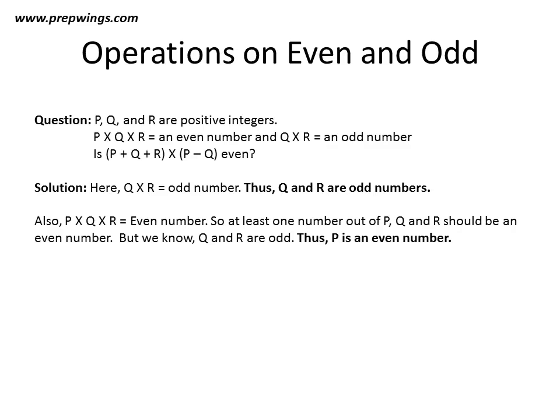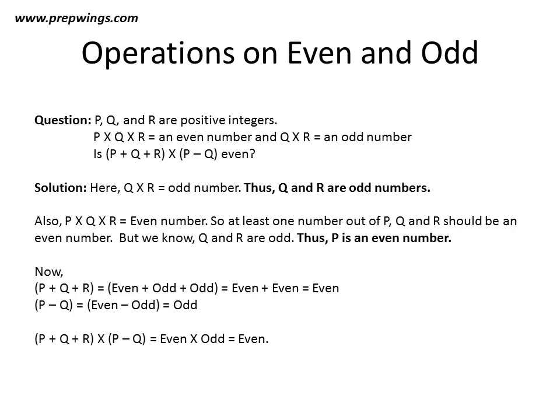We are also given that P into Q into R is an even number. So at least one of the three numbers P, Q or R should be an even number. And we have seen before that Q and R are odd numbers. Thus P will be an even number. Okay, so with that information, we will now find out the result of the problem.